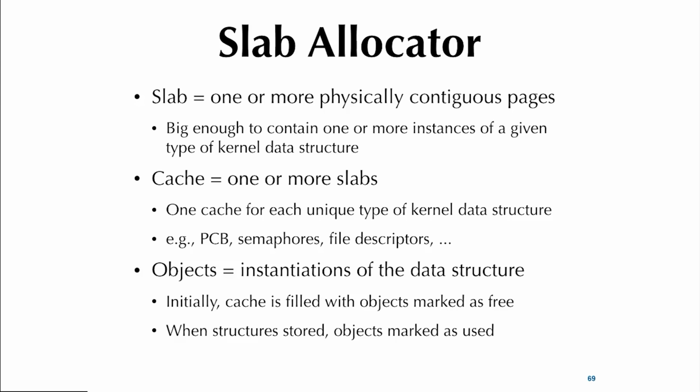And why have a cache? Well, you can think of a cache as kind of a factory for a particular class of objects or a particular type of data structure. So a cache is where you can allocate a data structure of a given type, or free it, you put it back. This cache is a different sense of cache than a processor cache. This is just a term for a container.